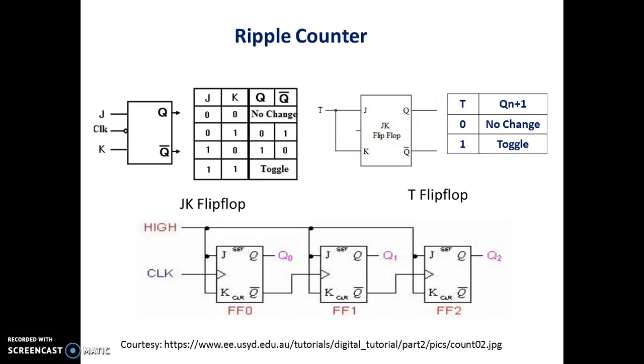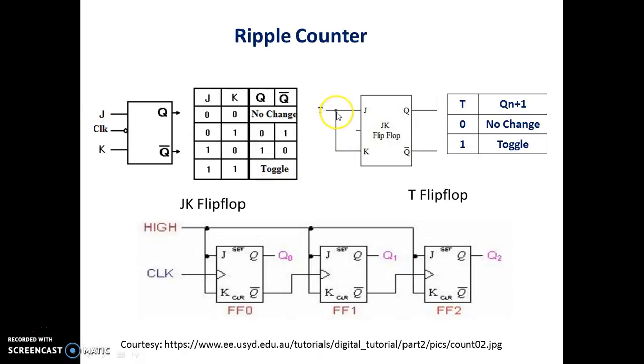The next application of the flip-flop is the ripple counter. The ripple counter makes use of the T flip-flop. This is the JK flip-flop and its truth table. It has two interesting cases. It states that when J is 0 and K is 0, there is no change, and when J is 1 and K is 1, it toggles.